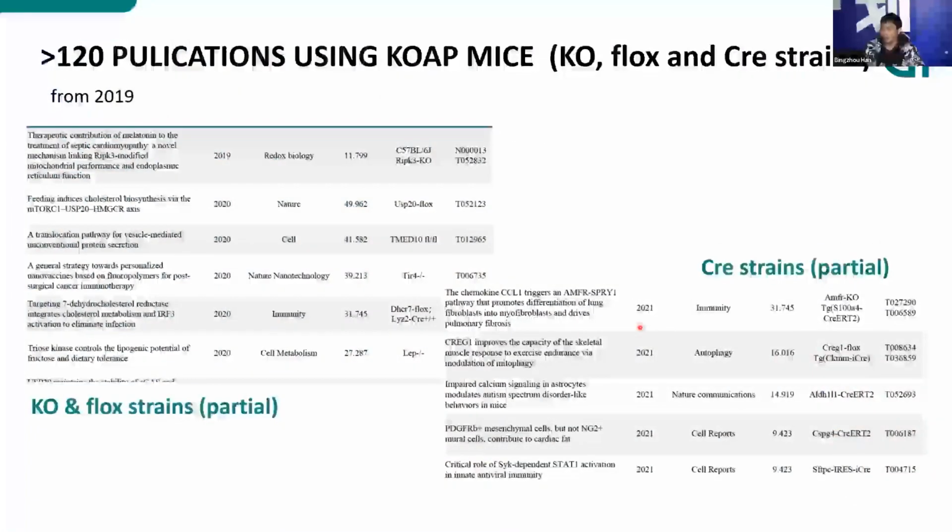So up to now, there are over 120 publications using the mice we generated through our Knockout All project, like the conventional knockout lines, flox lines, and Cre lines we generated. So here's a brief list of the knockout and flox strains or the Cre strains. We can see that there are some really high impact and well-known journals here. So it means that our mice are well accepted by our academic customers and community.